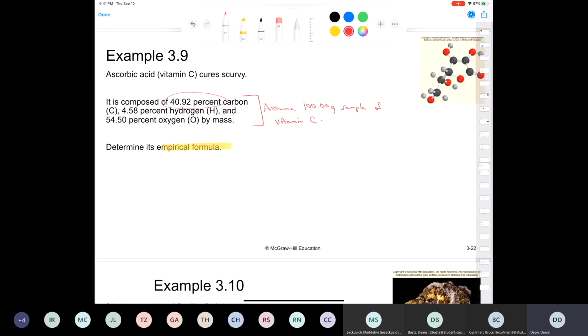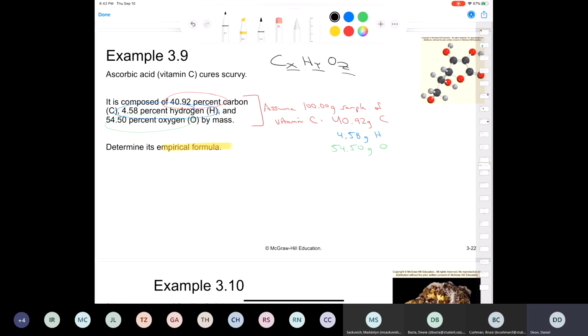That would tell you that in that 100 grams, you'd have 40.92 grams of carbon, 4.58 grams of hydrogen, and 54.50 grams of oxygen. You're like, okay, I get it. I have this many grams of everything, but that doesn't tell me the number of moles in my vitamin C, which is going to have some kind of formula CxHyOz.